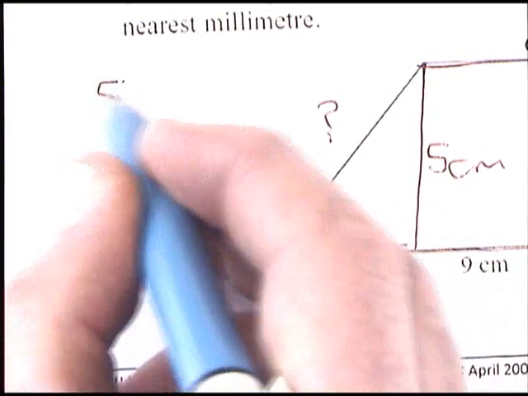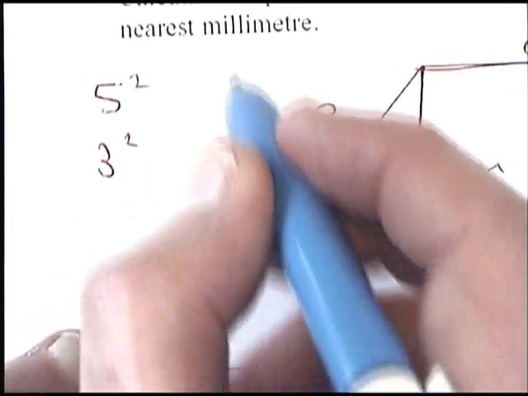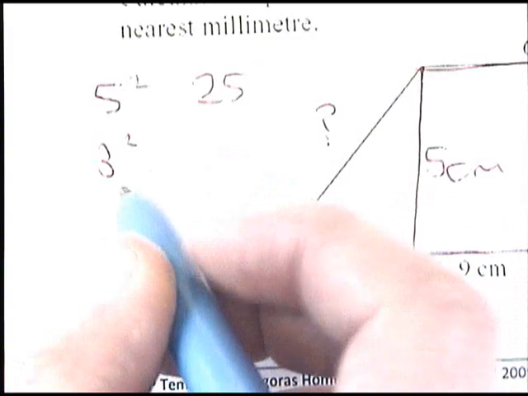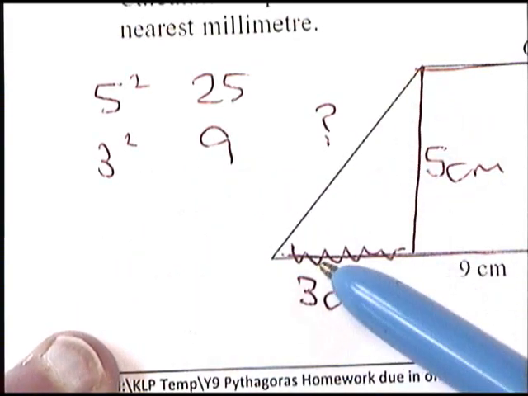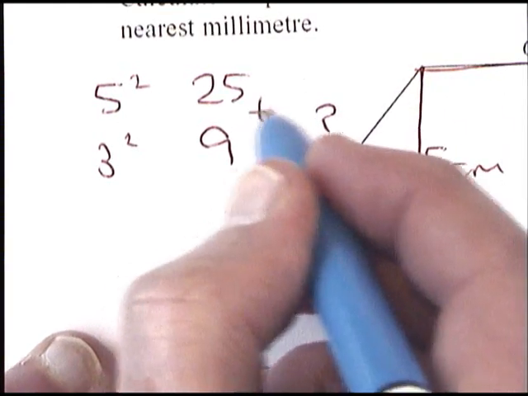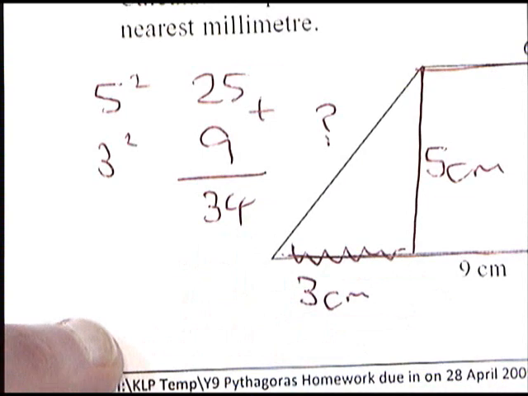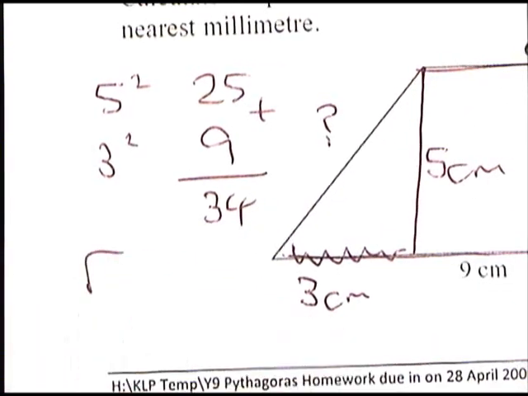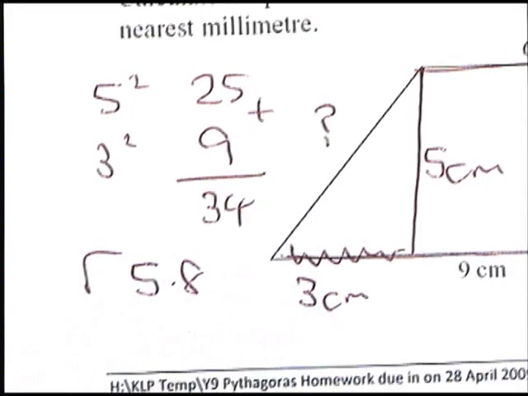We need to do 5 squared. We need to do 3 squared. 5 squared is 5 times 5, which is 25. 3 squared, 3 times 3, which is 9. We're finding the sloping side, the hypotenuse, the longest side. We add those together, you get 34. To find the length of that side, you then need a square root. Square root of 34, you get 5.8.